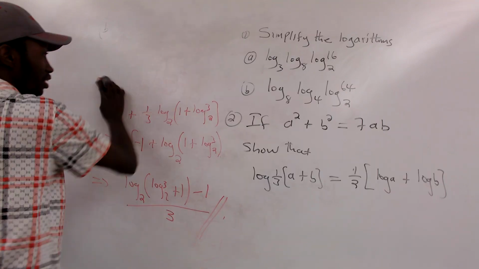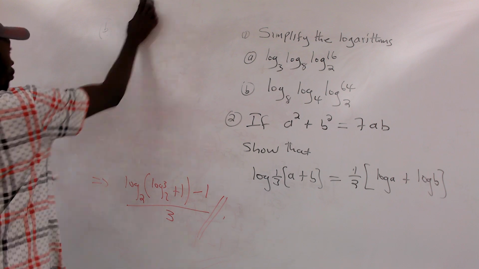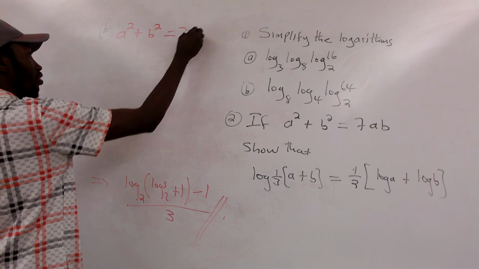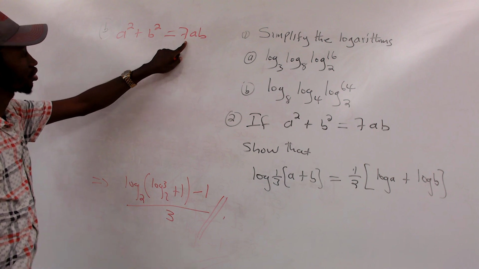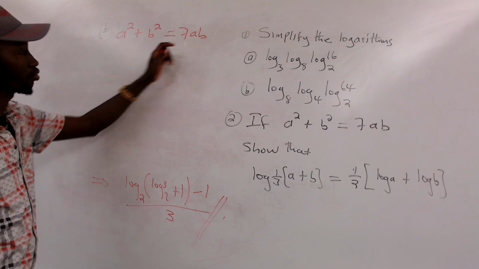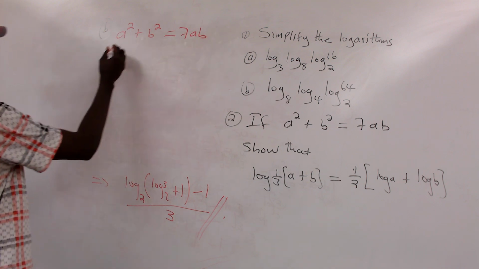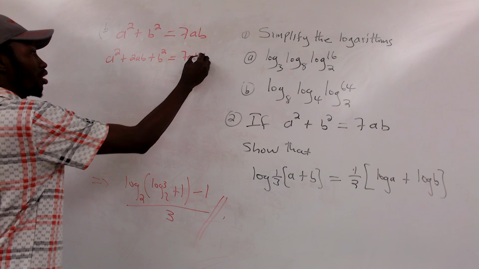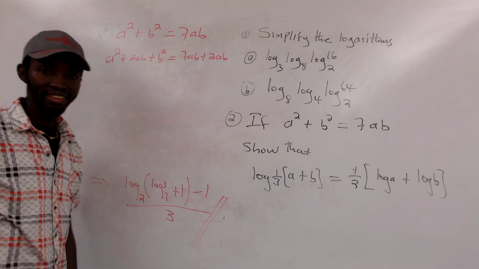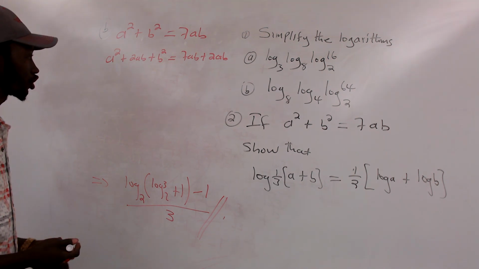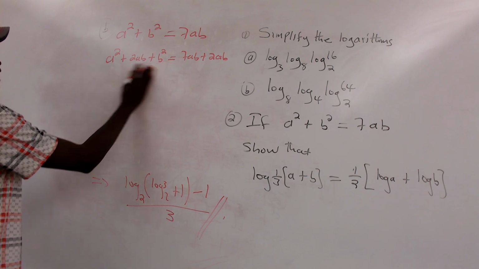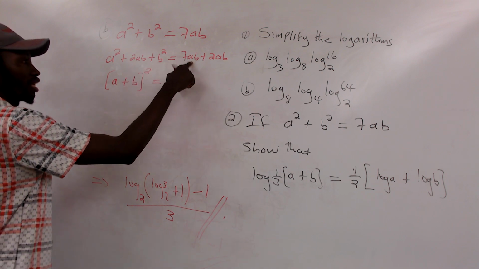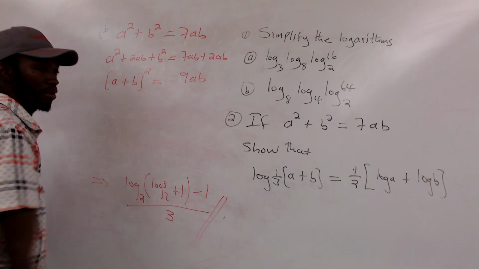So let's take the second part of the question. We are given a squared plus b squared to give us 7ab. So how can we have 9 here? Simply we add 2ab, and we also add 2ab on the right. What we do on the left, we should also do on the right. So this will be a squared plus 2ab plus b squared gives us 7ab plus 2ab. This is one of the procedures. So if we factorize a squared plus 2ab plus b squared, we have a plus b all squared equals 7ab plus 2ab. This is going to give us 9ab.